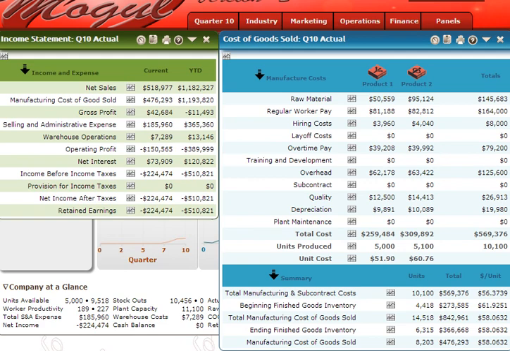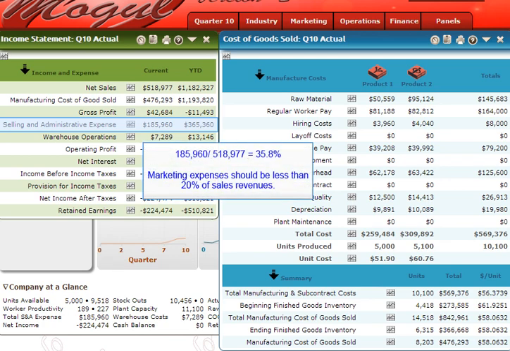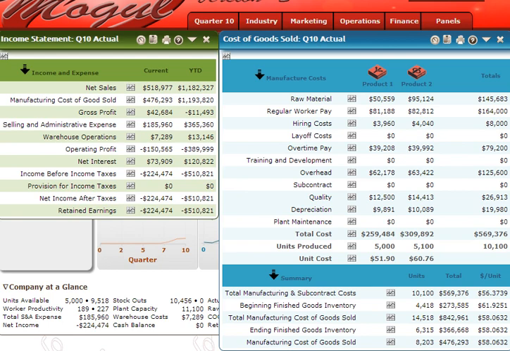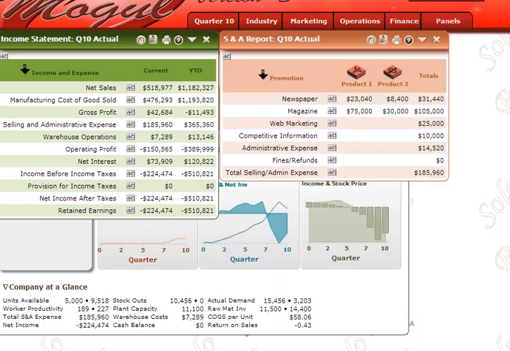This leads me to talking about the next area to look at, which are the costs associated with getting potential customers to buy your products. For your business, if your marketing costs are more than 20% of your sales revenues, then being profitable is likely to be a challenge. The marketing costs shown on your income statement come from the S&A report, so let's examine that report. As I did with the cost of goods sold report, I have positioned the S&A report alongside the income statement, so we can look at them both simultaneously.